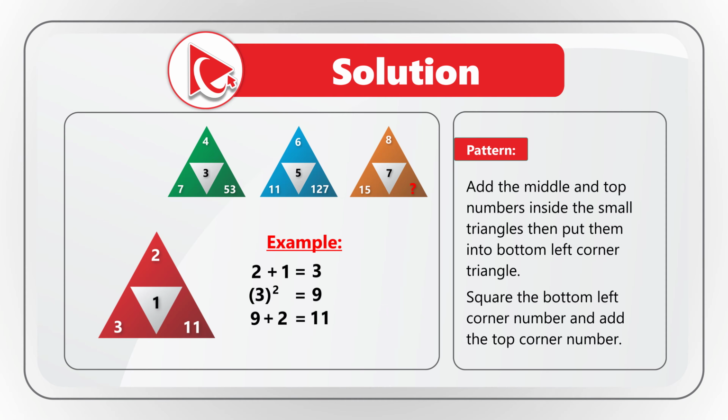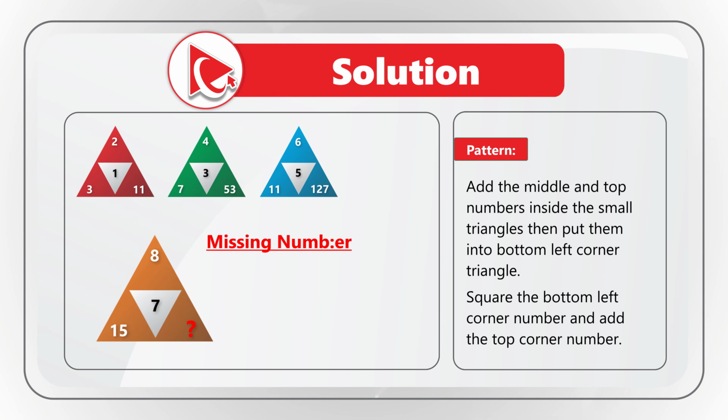Armed with this information, let's find the missing number. First, let's add 8 plus 7, the top and the middle numbers. 8 plus 7 equals 15. And you can confirm this calculation by looking at 15 in the bottom left corner of the triangle.